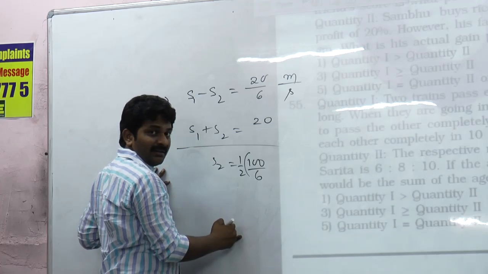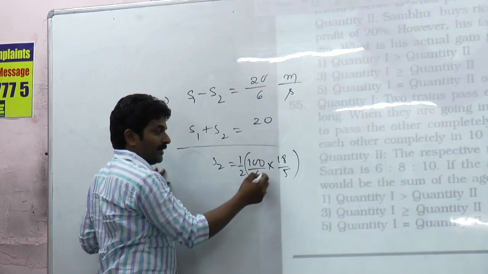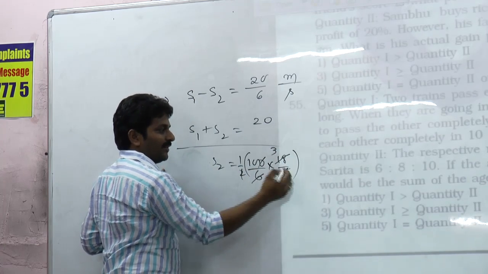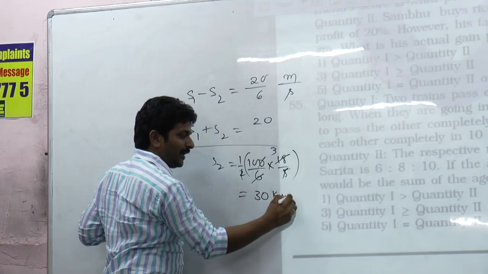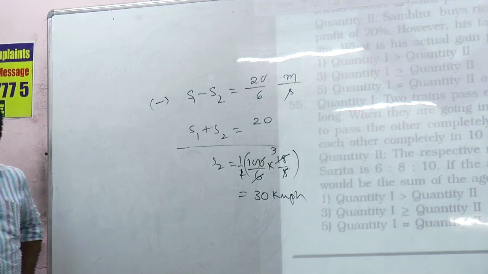meter per second, converts to kilometer per hour by 18 by 5. 6 3 times, 2 5 is 10, the zeros get cancelled. So quantity 1 is 30 kilometer per hour. Quantity 1 is 30 kilometer per hour.